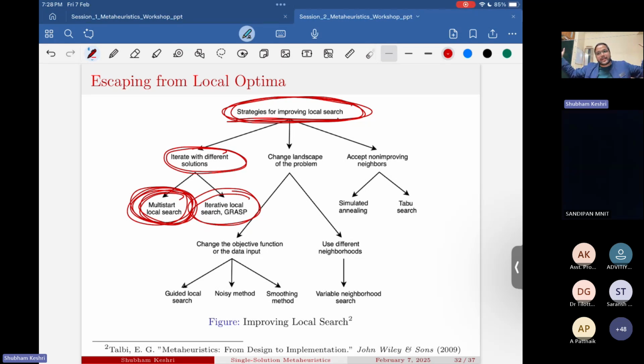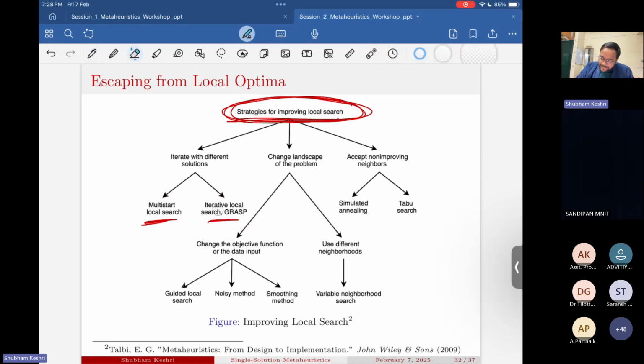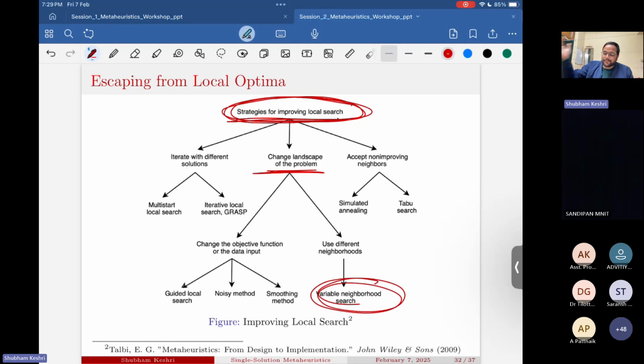So it is not randomly starting at any point like multi-start local search. This is actually modifying the local search solution. So it is iteratively searching the search space. Okay, so this is one strategy of escaping local optima. Another strategy is to change the landscape of the problem. So we discussed one part of this. Change the neighborhoods. Different neighborhoods. If you use different neighborhoods, the landscape will change and local search will get to different local optima.